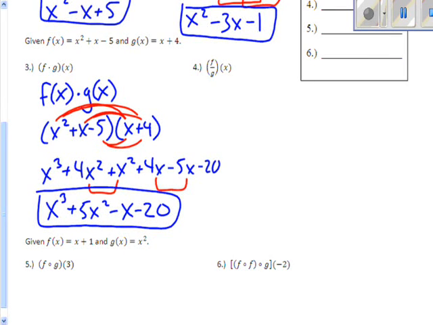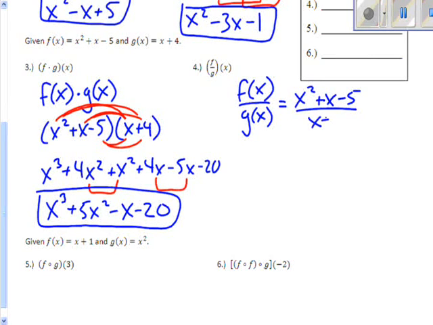For this one, we've got f divided by g of x. Again, the notation means f of x divided by g of x. So now I'm dividing each of these. F of x is x squared plus x minus 5. The g of x is x plus 4. And now there's two ways I can try dividing this. Well, really three when it comes down to it.